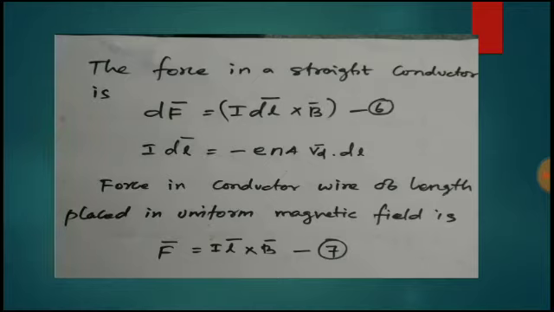That means if you differentiate, you will get only F here, and here also you differentiate dl, you get l. That's why F is equal to IL into B. Right? Do you understand? Shall we go to the next topic? Okay.